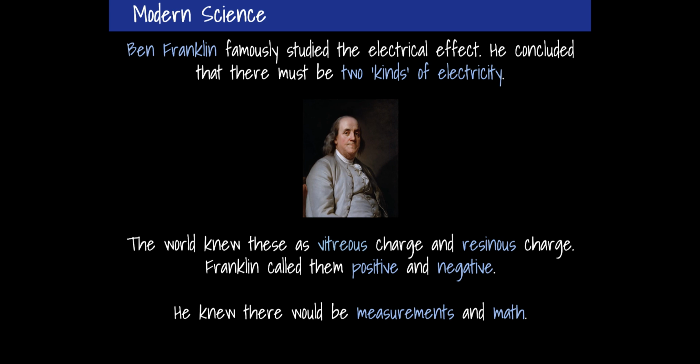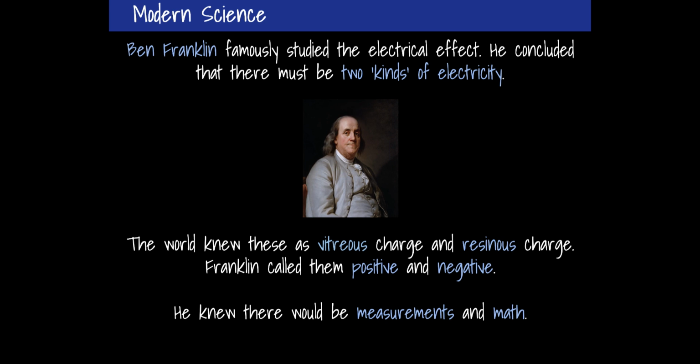Imagine that this rod, which is in fact plastic, is a rod of amber. Amber is one of a classification of materials called a resin. And so when I create this electrical effect by rubbing the rod with the fur, I get a kind of electricity that in Ben Franklin's time was referred to as resinous electricity. Here I have a glass rod and a piece of silk.